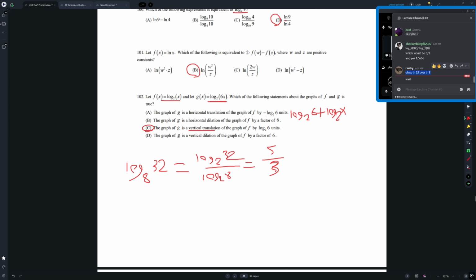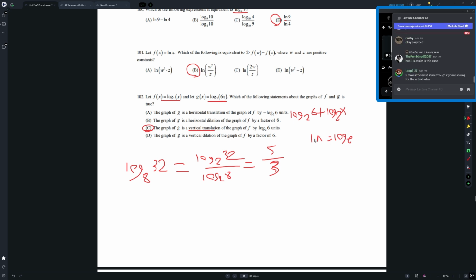You can use whatever base you want. Yeah, it can be any base. That's what change of base is used for. It can be any base you want it to be. Because remember, ln is just log base e. Yeah, that's why I put in 32.